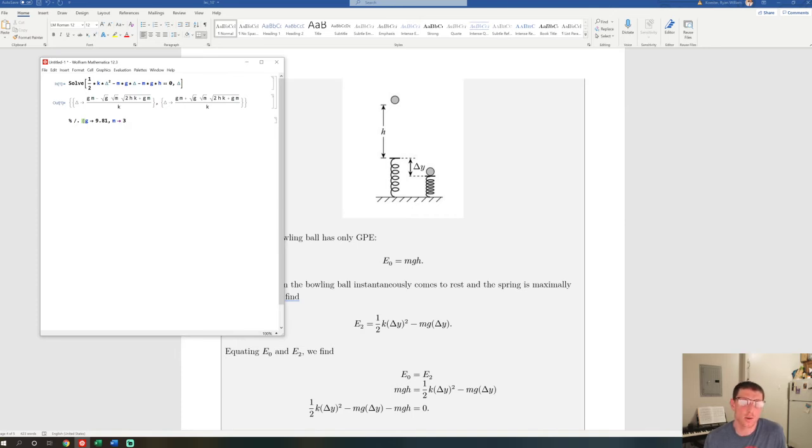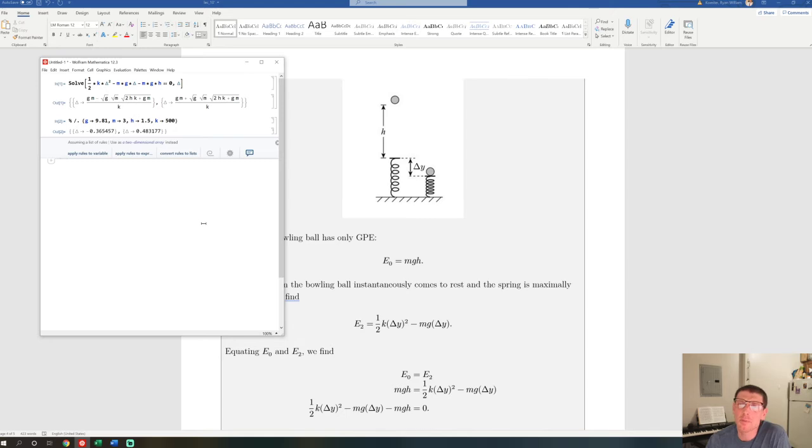So the gravitational acceleration is 9.81 meters per second squared, right? The mass should be 3 kilograms. We said the height was 1.5 meters, and the spring constant was 500 newtons per meter. I think that looks good. And so numerically, we find two different results here. And you might be wondering, well, which one do we choose?